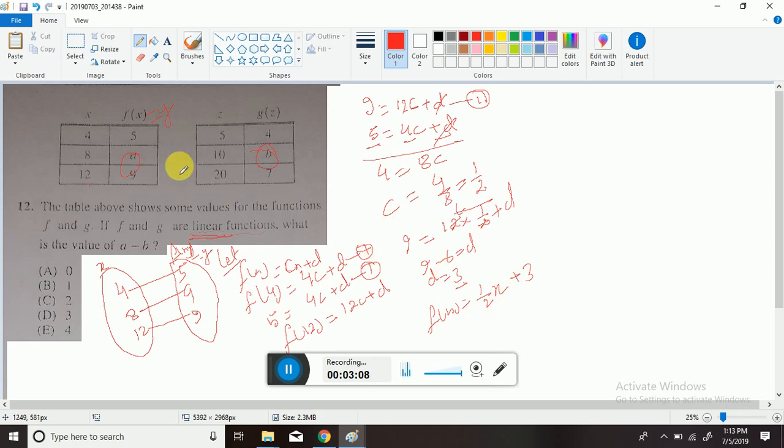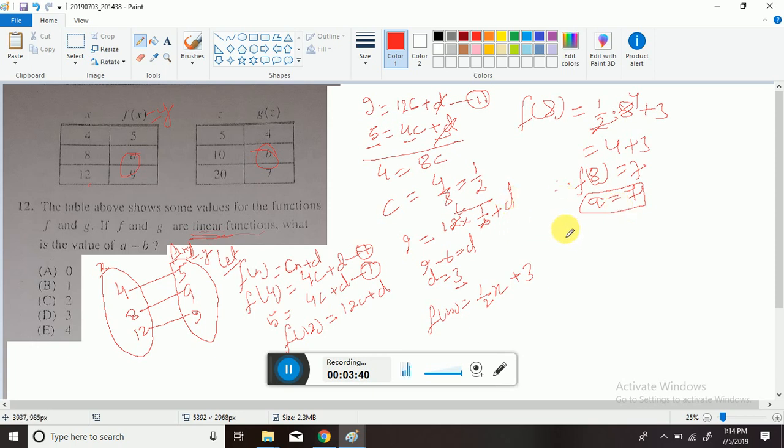Now let us go to this part. What is f8 equals to? X is replaced by 8. Then f8 equals cx plus d, which means 1 by 2 into 8 plus 3. So 2 fours are 8, so this equals 4 plus 3, f8 equals 7. But what is the value of f8? f8 is a, so a equals 7. In this way we got a equals 7.